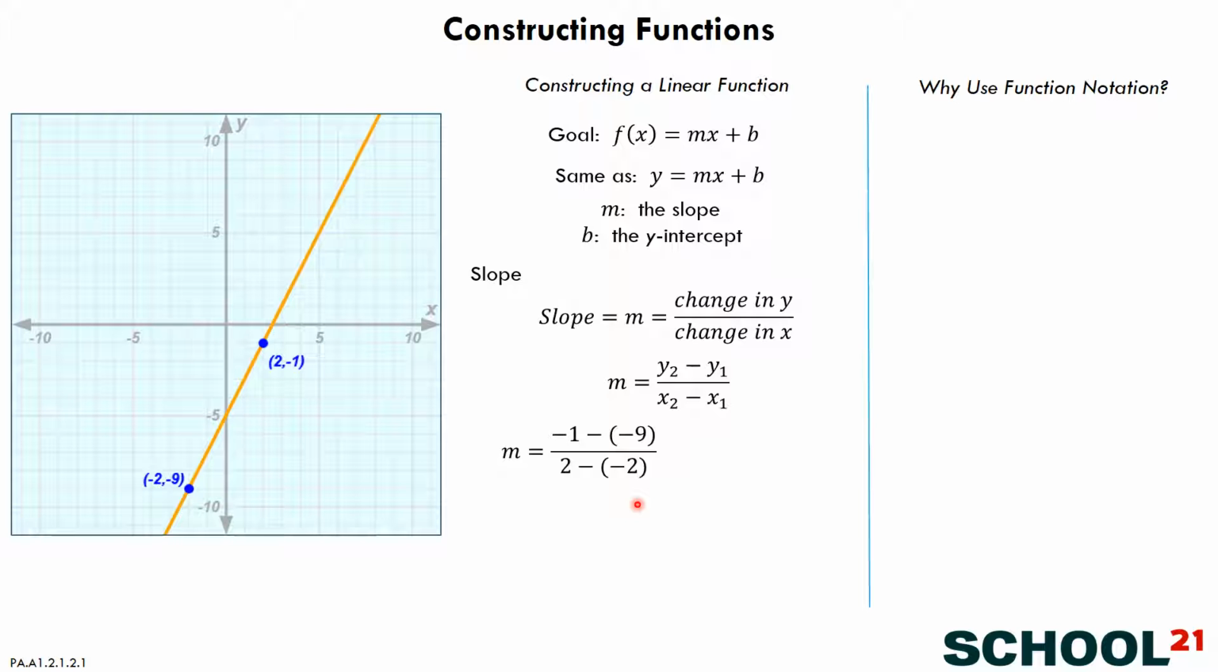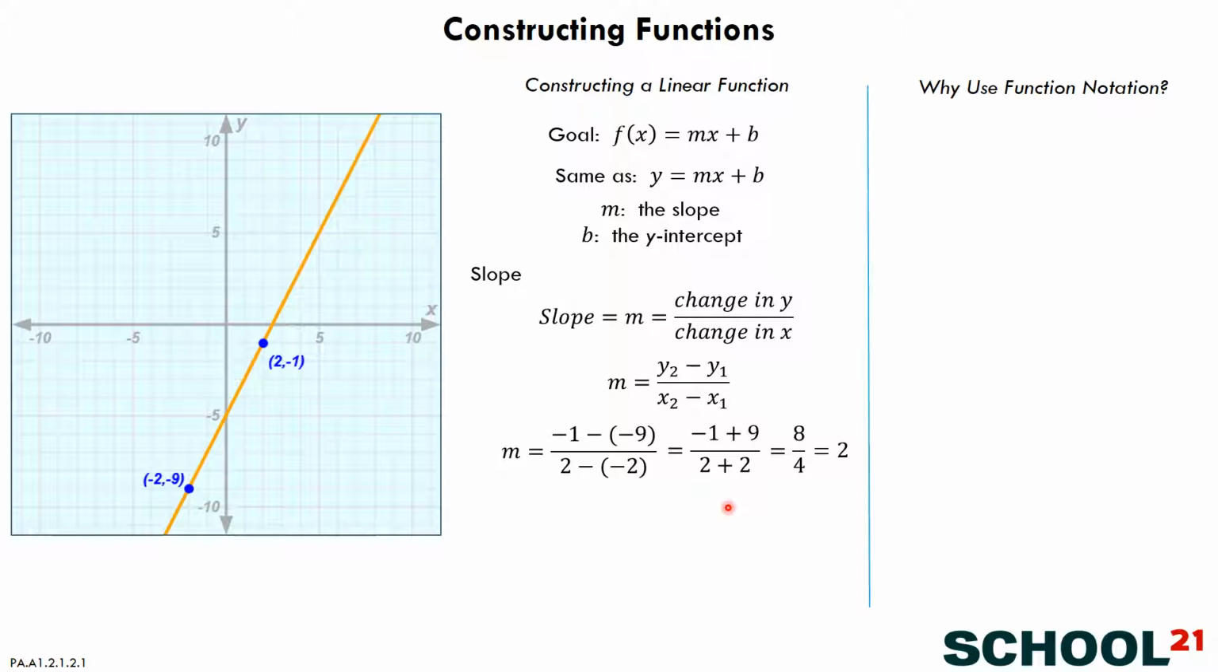Now let's just do some math. Subtracting a -9 is like adding 9, and subtracting -2 is like adding 2. So this is like -1 plus 9 and 2 plus 2. Does that make sense? What's -1 plus 9? 8. Good. And what's 2 plus 2? 4. Excellent. So we have 8/4. And what's 8 divided by 4? 2. Perfect. So what's our slope? 2. Okay. Whew. Glad we have that part done.